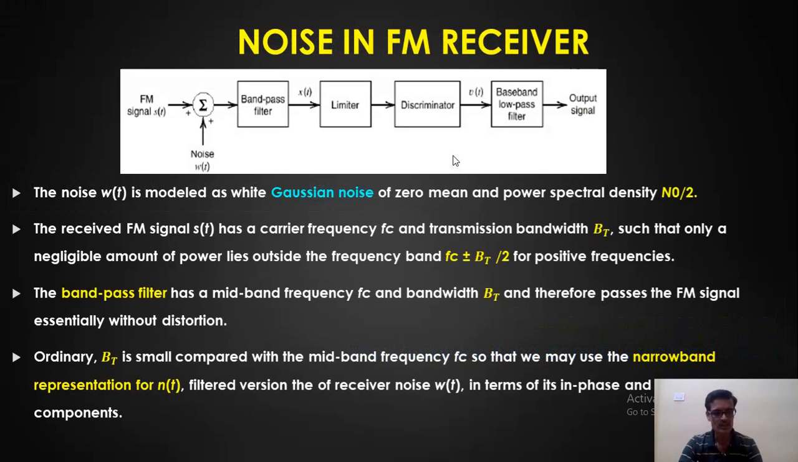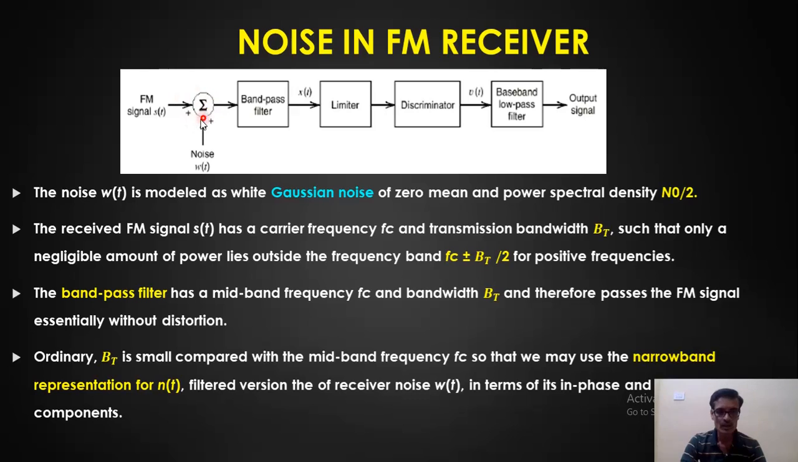So let us understand this using this block diagram. This is the model representation of the receiver section. In the channel, I usually have an FM signal, a transmitted signal with a certain bandwidth. Additive white Gaussian noise with zero mean and a power spectral density of n0 by 2 is added to this transmitted signal.